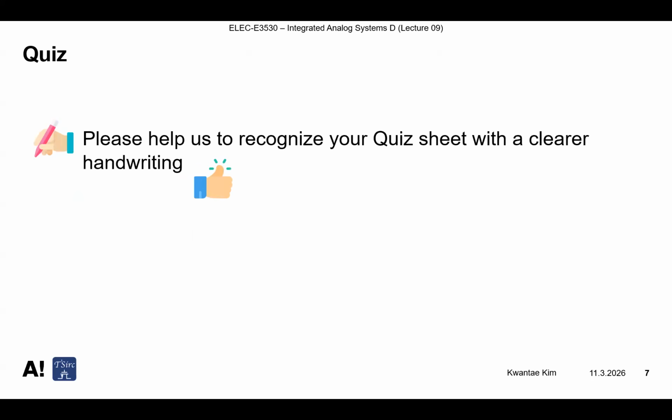For the announcement and reminder for solving the quiz, please help us recognize your quiz sheet with clearer handwriting. Our TAs are sometimes struggling to recognize your handwriting, so it will be very helpful.